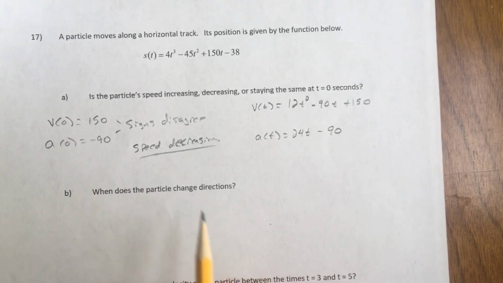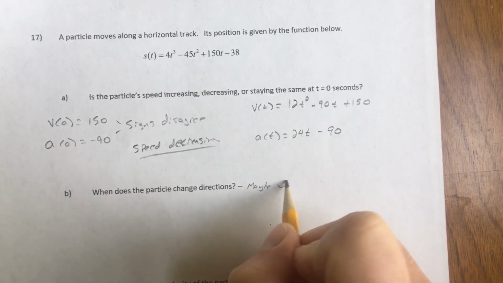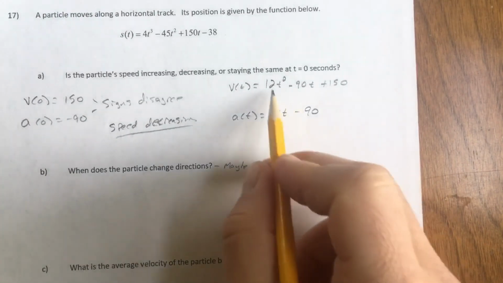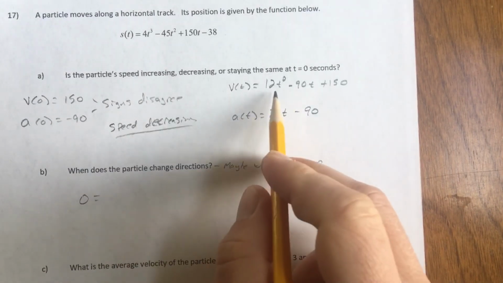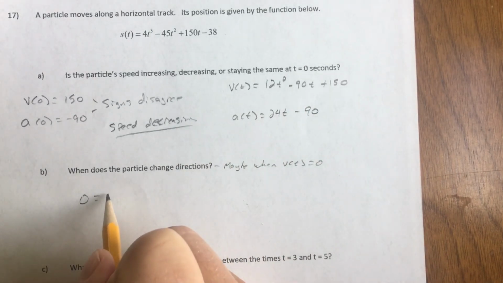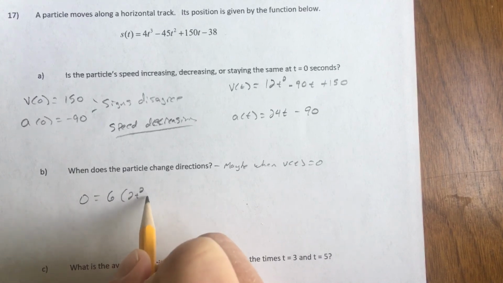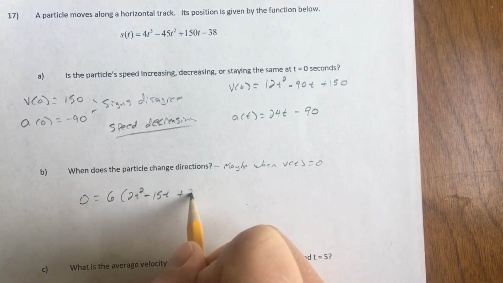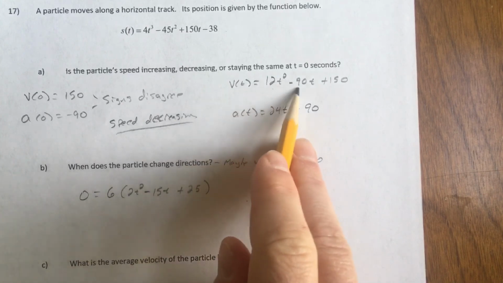When does the particle change direction? The only time that we can change direction is maybe when velocity is 0, so we have to find out when our velocity is 0. Let's take that velocity equation and set it equal to 0. I think we can pull a 6 out of all of that. We'll have 2t squared minus 15t plus 25. Okay, so that's pulling a 6 out of all three of those.